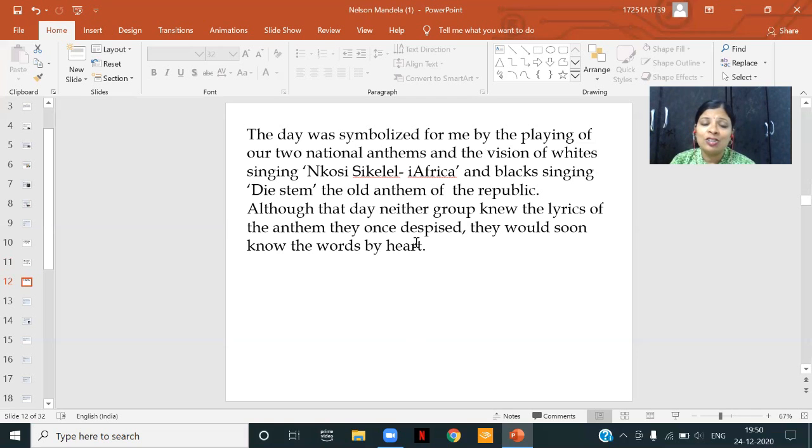On that particular day, children, nobody knew the lyrics of these national anthems. They were just lip syncing the lyrics of the anthem. Okay, and "they once despised" means they once hated. The whites were also singing the national anthem of the blacks, which once they hated. They would soon know the words by heart. So very soon, these people were going to learn this national anthem by heart.